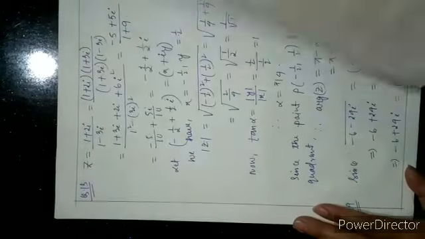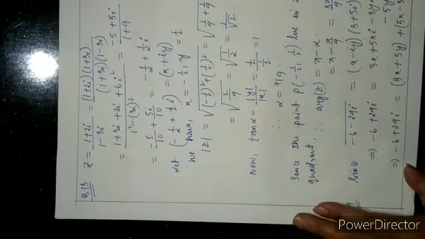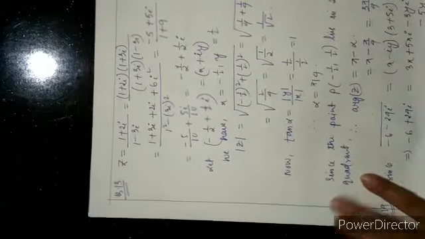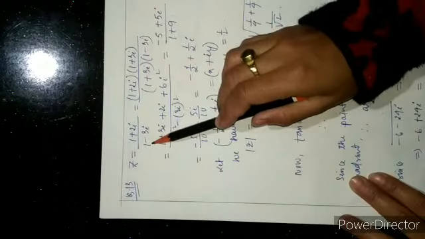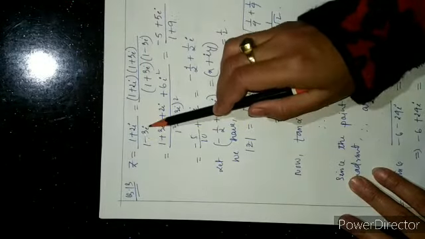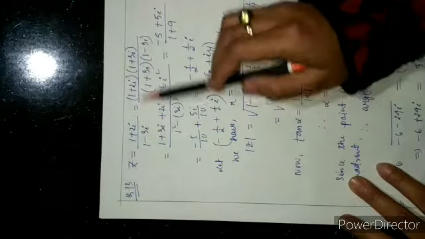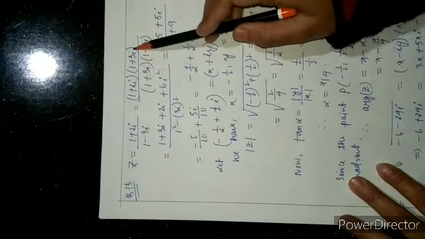The given complex number is the division of two complex numbers. To find the modulus and argument, first we have to reduce the expression to its simplest form. First rationalize this complex number by multiplying denominator and numerator by 1 plus 3i.